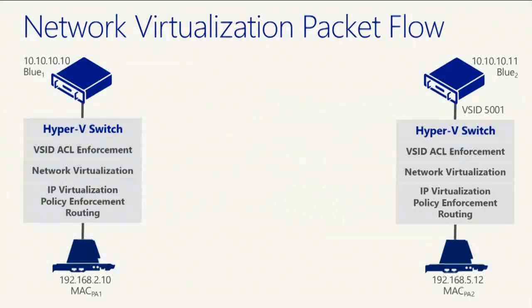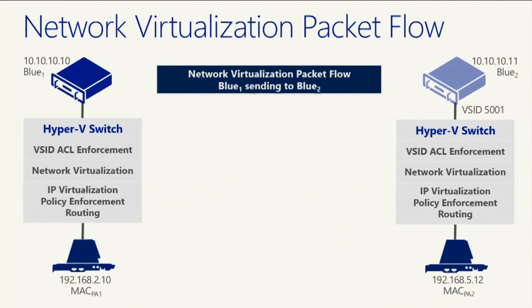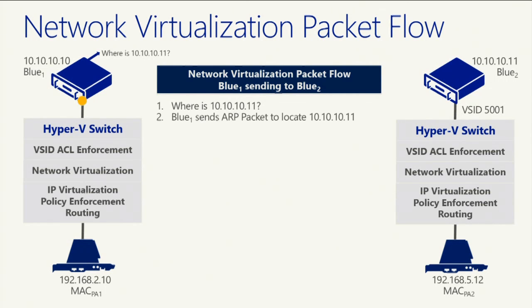But how does that packet flow? How does this work fundamentally? Well, Blue 1 wants to talk to Blue 2. So it says, okay, I'm going to send you a packet. And remember, the VM has no idea about this network virtualization, just in the same way it doesn't know it's a virtual machine. It just thinks, oh, I'm having a great time, I can send network traffic, everything's great. So it says first, okay, I need to figure out where 10.10.10.11 is, just in the same way it would in the physical world. So it sends out an ARP to locate that target server.